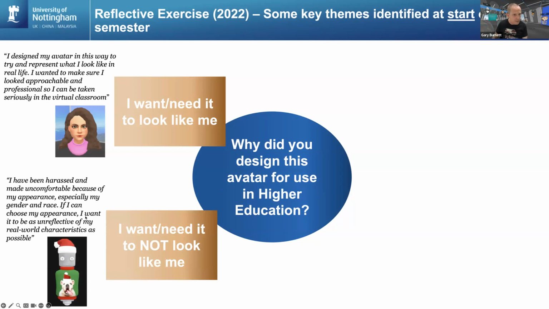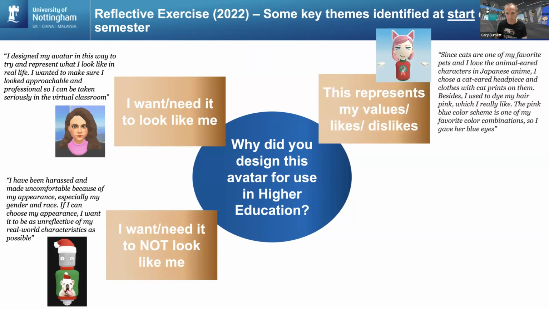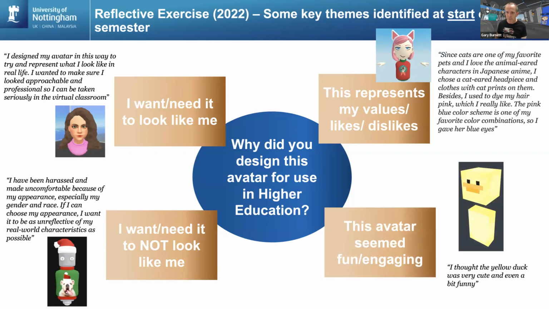I want it to be as unreflective of my real world characteristics as possible, because I've been harassed and made uncomfortable in the real world. So this is something that students were conscious of at the beginning of the semester. The values and likes came up quite a lot: the things that I like in the real world, and I want to bring that into my avatar. And there were things that people just picked out in terms of the visual characteristics of that avatar.